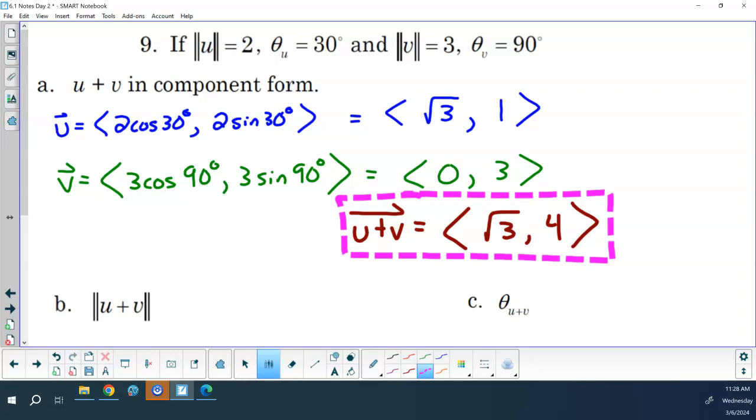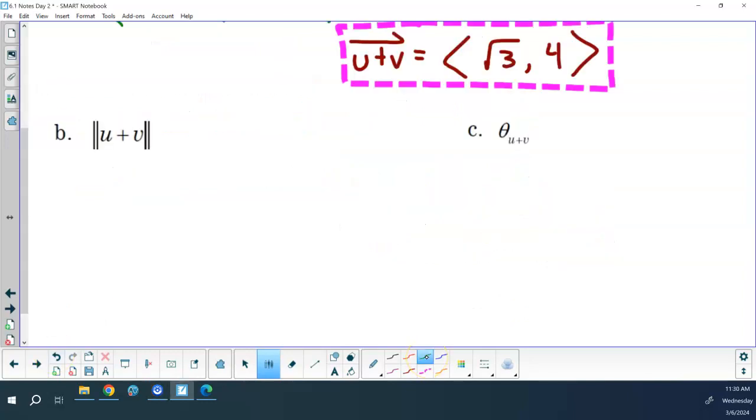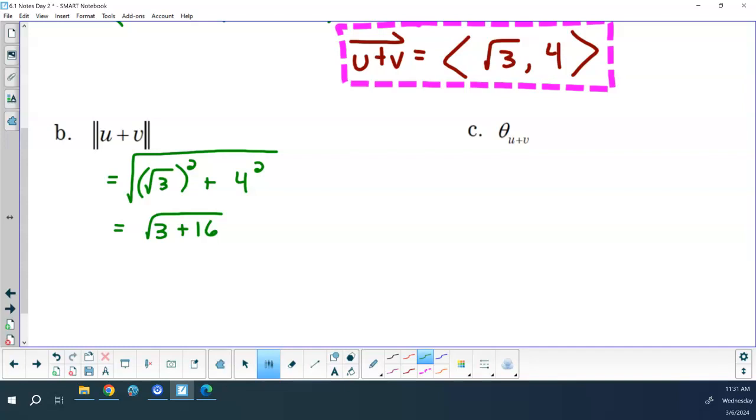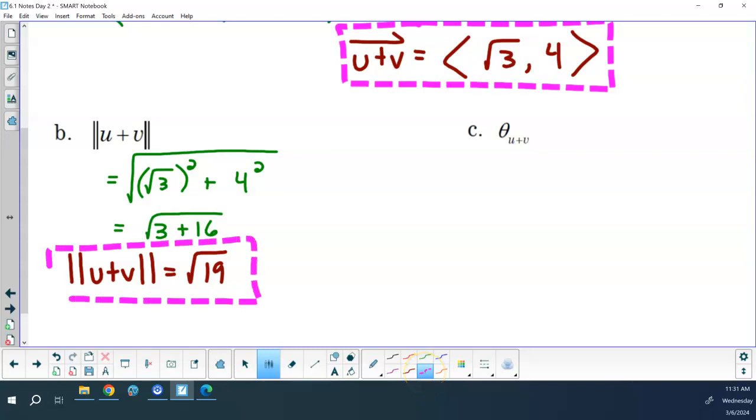For C, 2. Great. So my magnitude is going to be the square root of 3 squared plus 4 squared, and then take the square root of that. So that's going to be 3 plus 16, which is the square root of 19. So the magnitude of u plus v is the square root of 19. Agree with that one? Yeah. Okay.